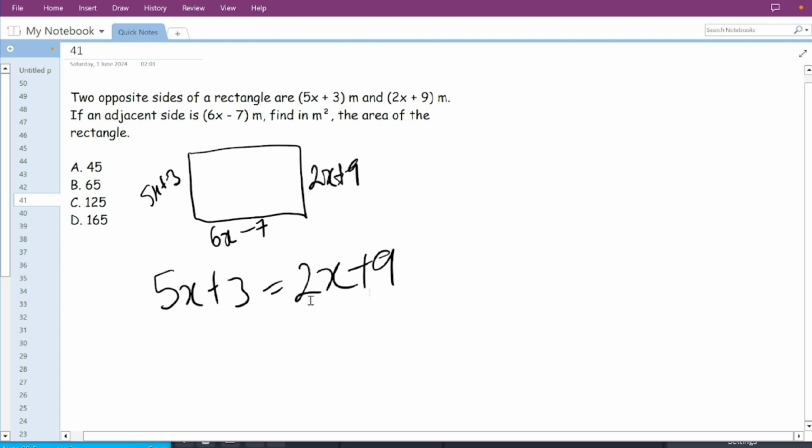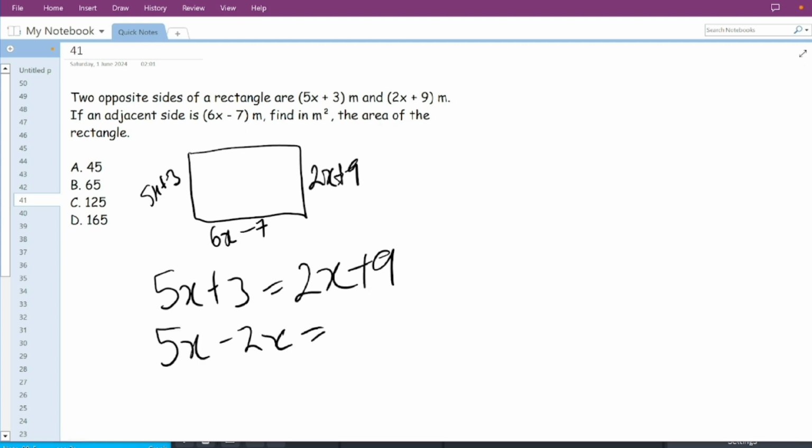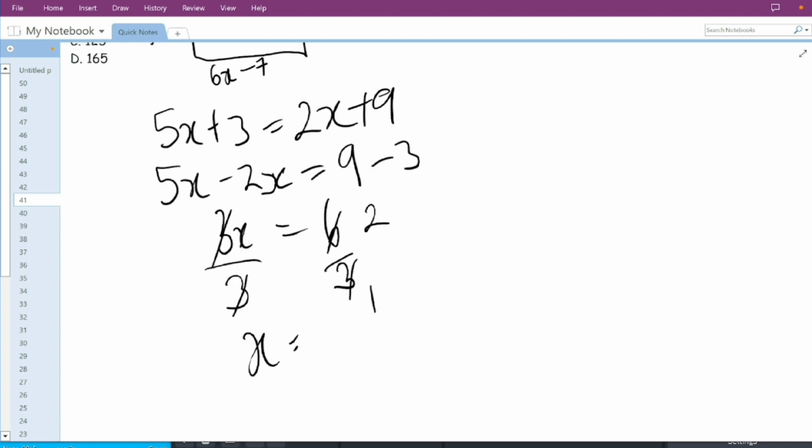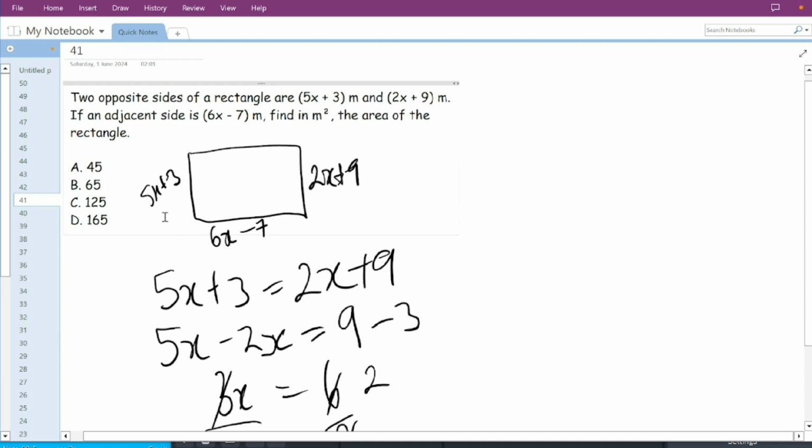So we can collect like terms. This plus 2x crosses the equals sign and turns to minus 2x. So you have 5x minus 2x equals 9. Then the plus 3 crosses the equals sign and turns to minus 3. Minus 3. 5x minus 2x is 3x equals 9 minus 3 is 6. Since we're looking for our x, we divide both sides by 3. 3 cancels 3. 3 in 3 is 1. 3 in 6 is 2. Our x equals 2.